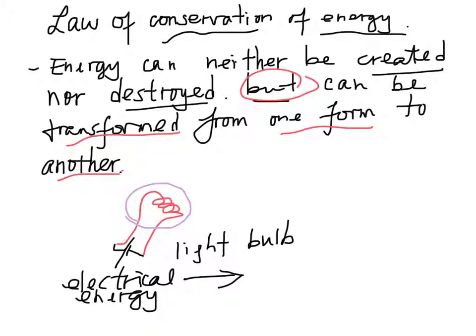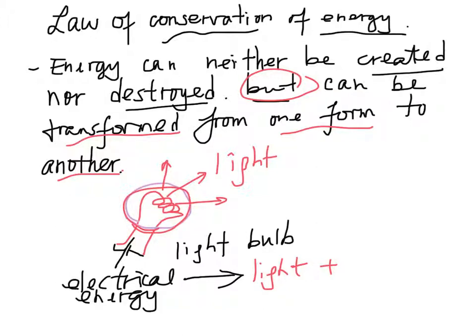What is the other form of energy? Of course, the light bulb will emit light energy. It will change to light energy. And also, the surface will be very hot. It also emits heat energy. Understand? Therefore, we say, in this case, the electrical energy is converted or transformed to light and heat energy.